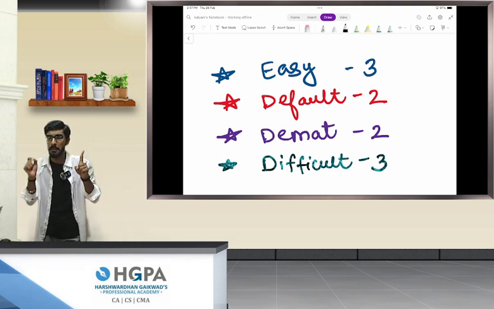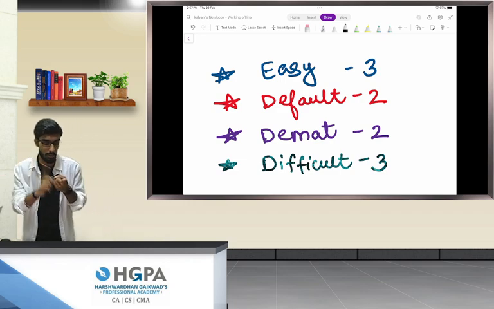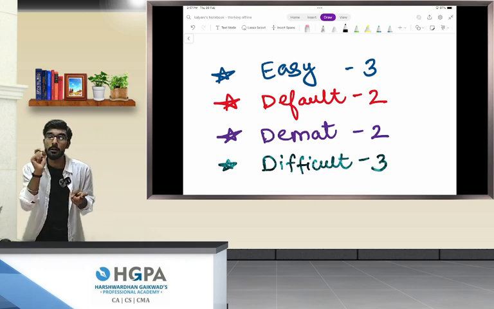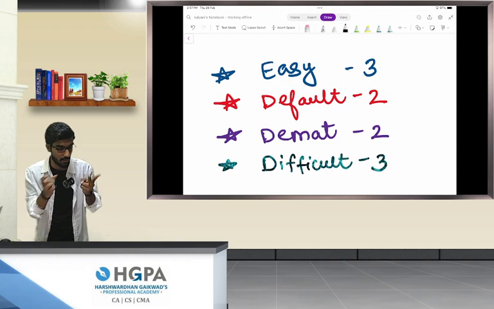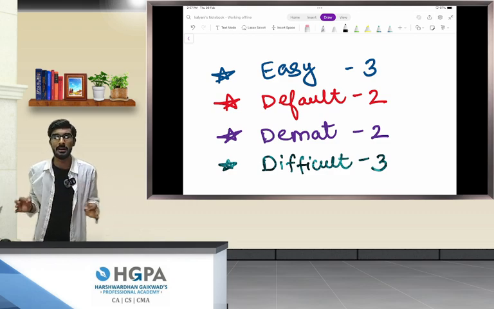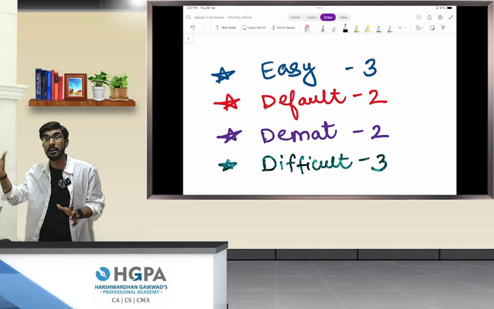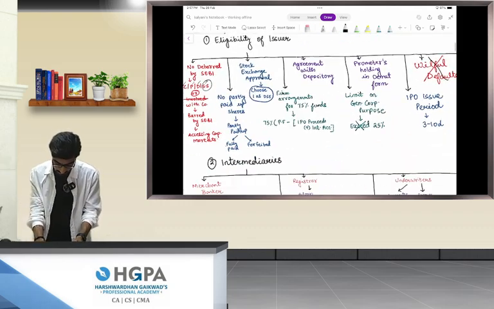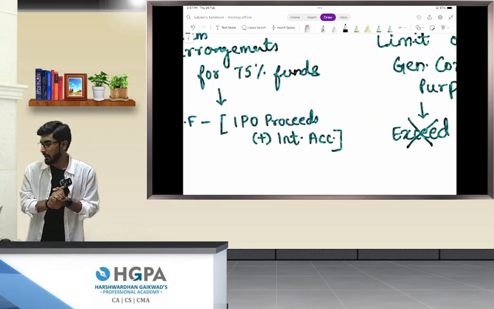Now three difficult. One is minimum 90% subscription should be done. If not, all the money should be refunded. Okay. Number two is, general corporate purpose limit should not exceed maximum 25%. Okay, good to go. And then last is, you should have firm arrangements for 75% of project finance excluding IPO proceeds plus internal accruals. Clear, people?